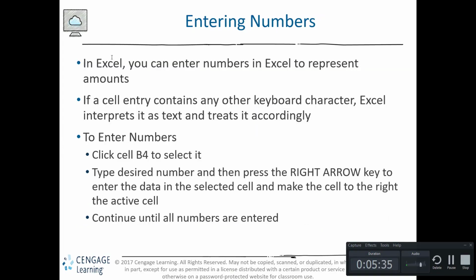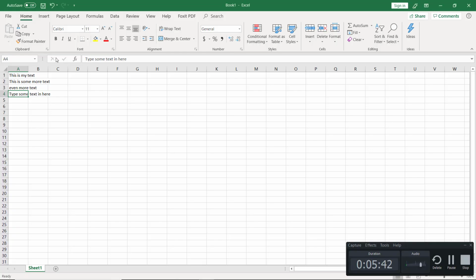So I've entered some text. You can also enter numbers into the cell. If I want to go into a cell here and just start typing in numbers, you can see that it just enters it just like it would text.